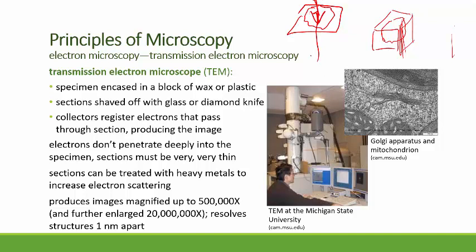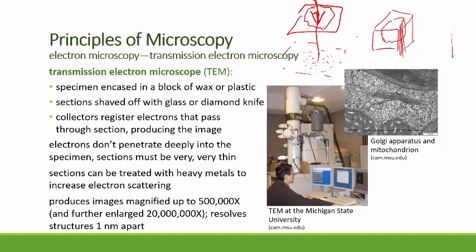So electrons pass through it, and then at the back side of the electron microscope is a collector. Some of the electrons are going to be absorbed by the material that's in that shaved wax, and some of them will pass through, similar to the way X-rays pass through material, but some of them get blocked. That produces an image after having been transmitted through that material.